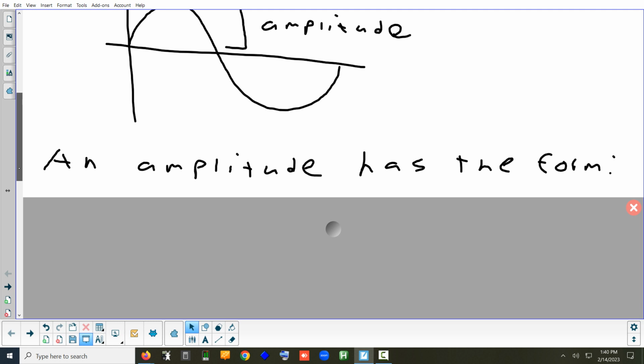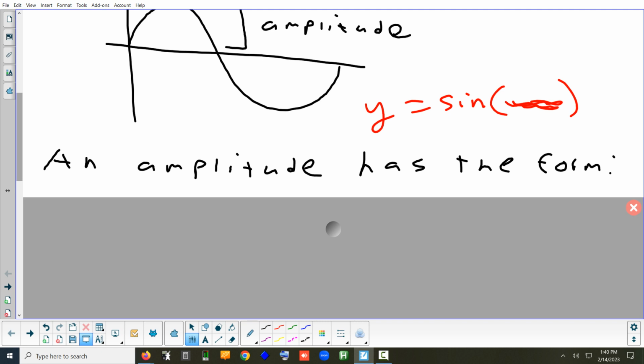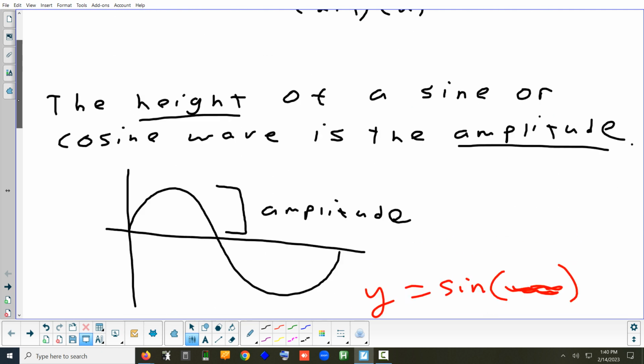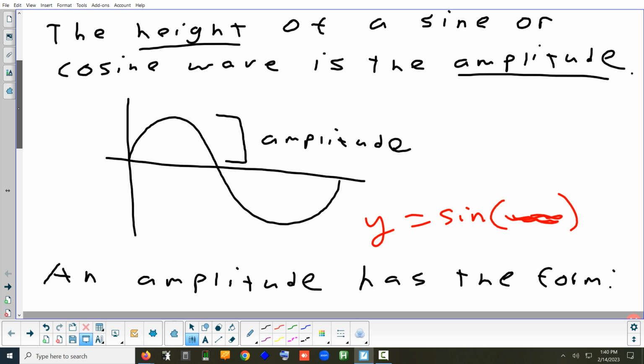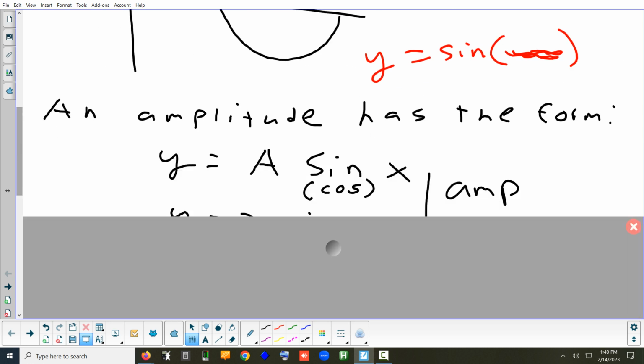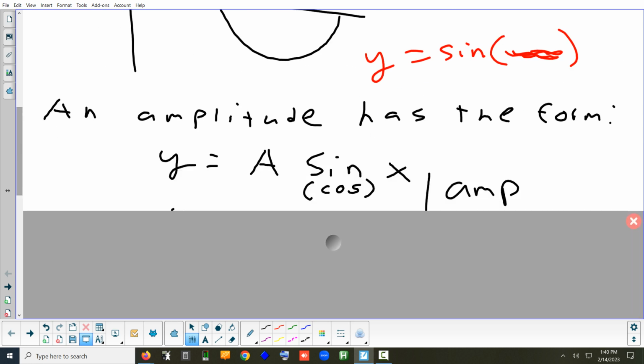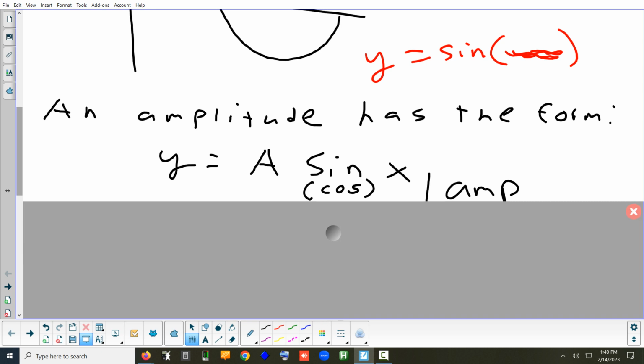So what does an amplitude change look like? Well, when you do stuff inside here, that's horizontal. We did some stuff inside there yesterday. We added and we subtracted. Today we're talking about vertical. When you do something that's vertical, it's going to be outside these parentheses. And the first vertical transformation we're going to look at is an amplitude change.